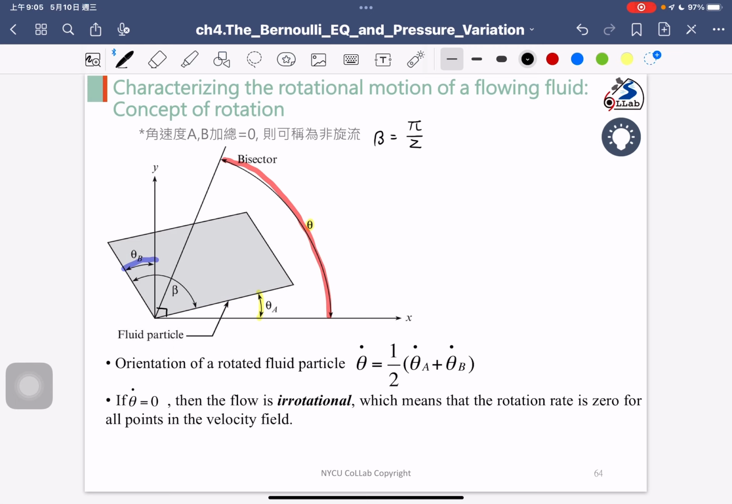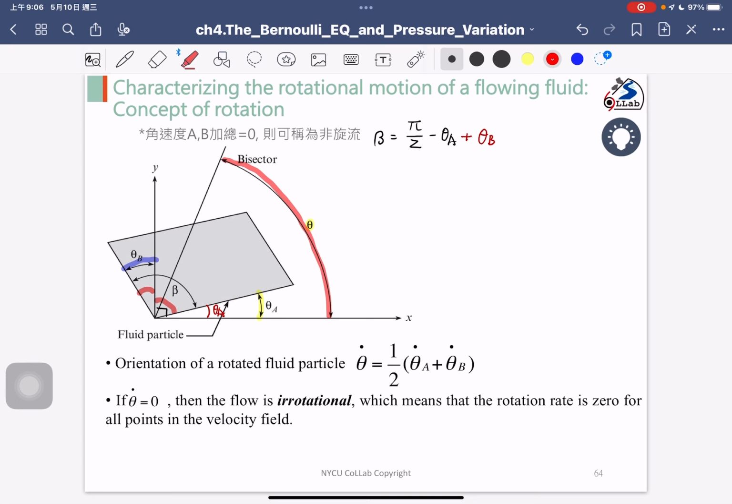Then, if we subtract theta A from the 90 degrees, we get this angle here, the 90 degrees minus theta A. And if we add theta B, we get another angle here, theta B. So beta will equal 90 degrees minus theta A plus theta B. So we have the beta angle.